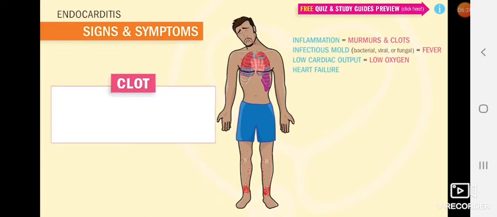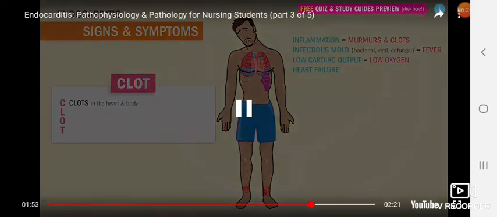So we use the acronym CLOT, C-L-O-T. The C stands for clots in the heart and body, either from the swirling of blood in the inflamed heart or even breaking off of moldy vegetation.